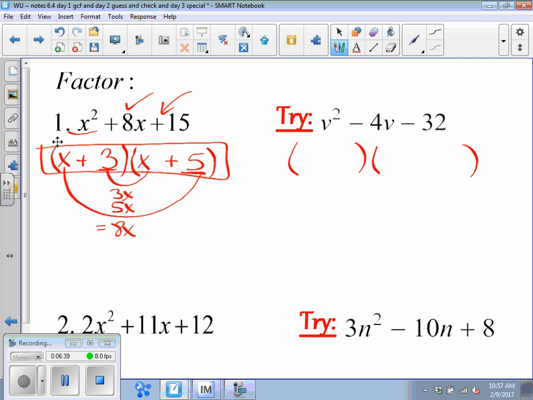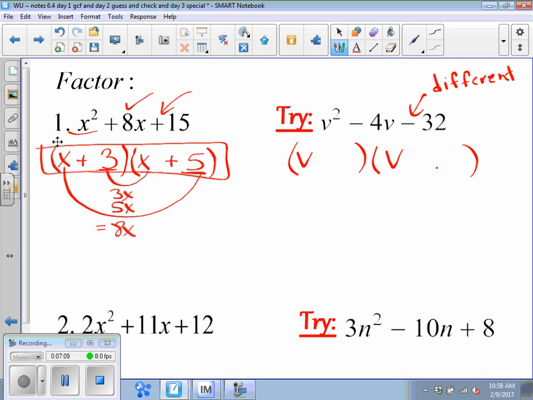What do my first terms have to be? B and B, right? Now, 32. My options are 32 times 1, 16 times 2. Now, y'all tell me, before I even do anything, are these signs here going to be the same or different? Different. Because that's a subtraction sign, so that means they're going to be different. Now, let's look ahead a minute.